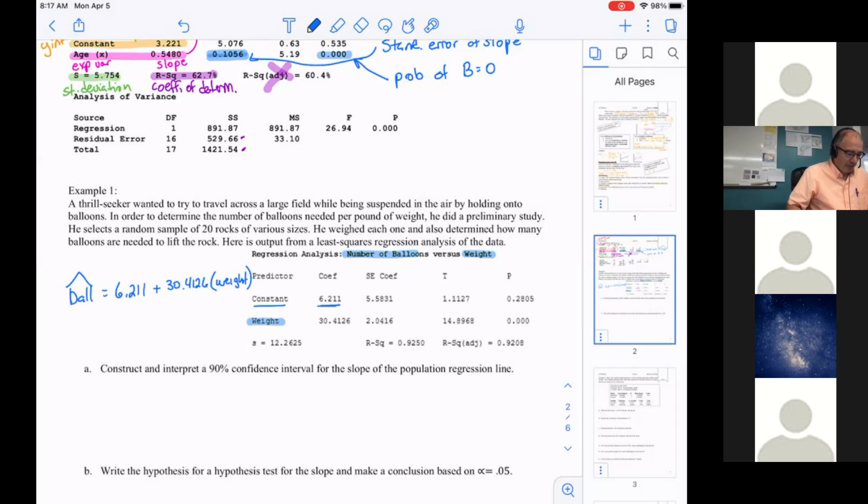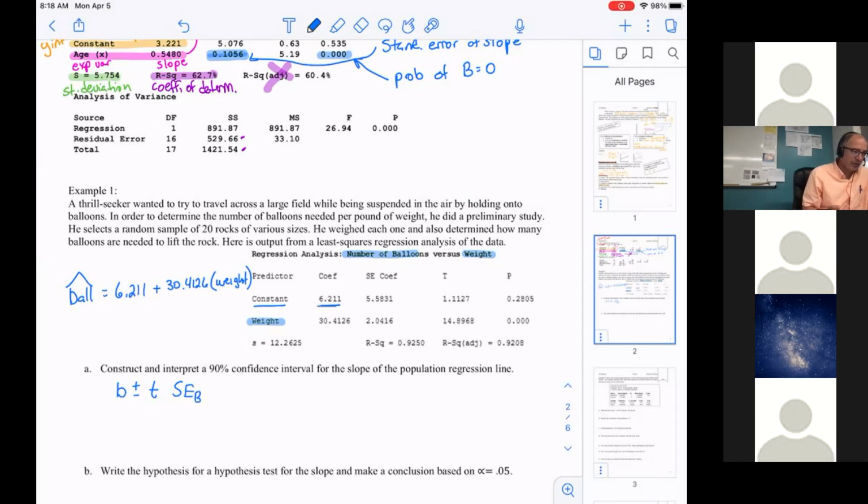Okay, construct and interpret a 90% confidence interval for the slope of the regression line. So we have to remember what our confidence interval is, and I've got to get myself to the right set of notes that I filled out already. We know that from page 1, this is going to be the given slope plus or minus a critical t-value times the standard error of the slope.